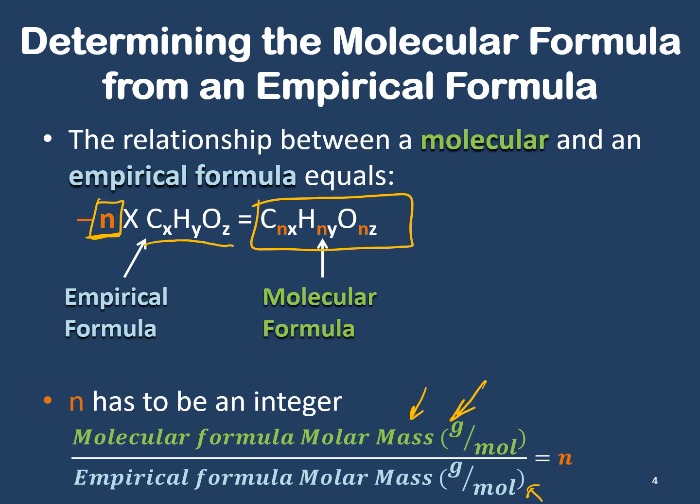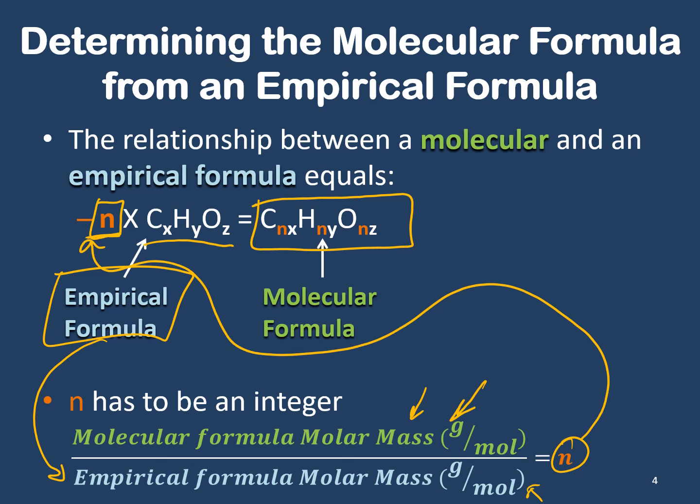So in a problem where you're given the molar mass of the molecular formula, you can actually determine the molecular formula after determining the empirical formula, because if you know the empirical formula, you can get its molar mass. Divide this, that gives you N. You plug N in, and that'll get you your molecular formula. We're going to do this in the next problem.